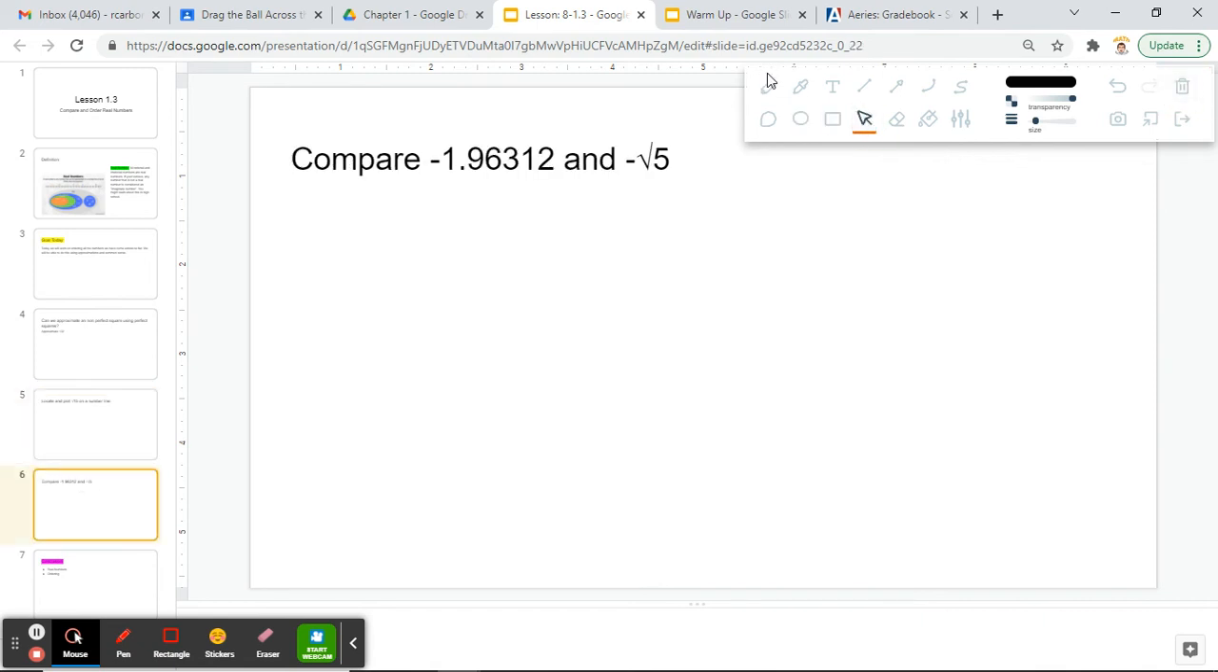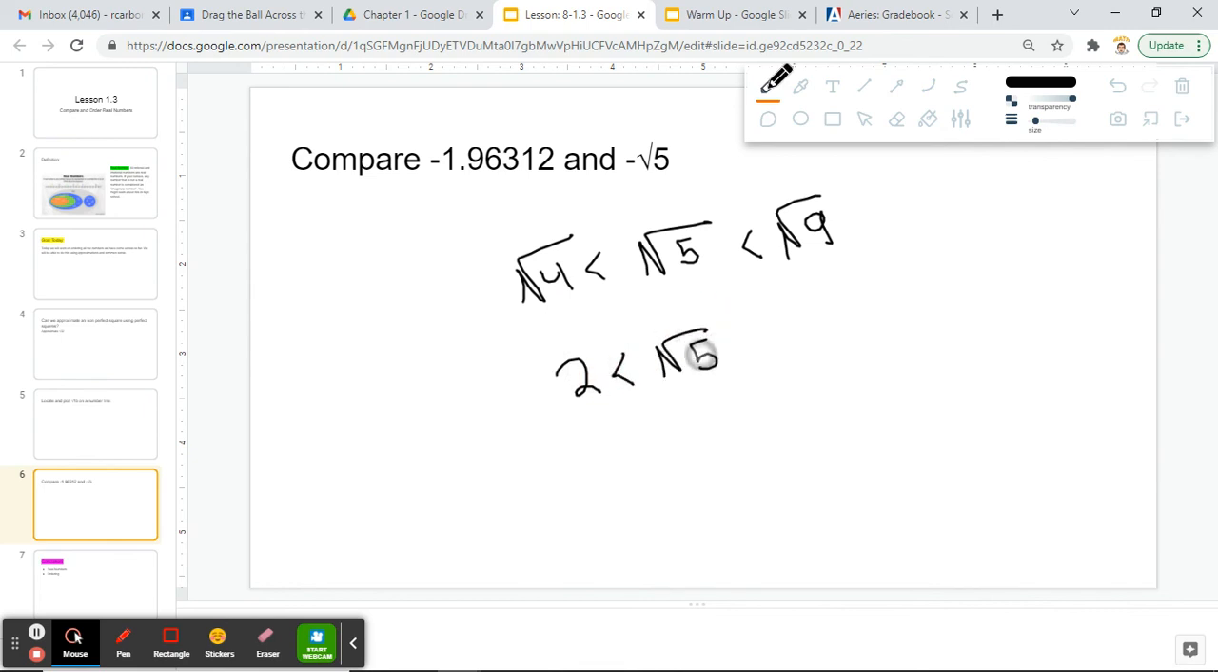We want to compare negative 1.96312 and negative the square root of 5. Let's focus on the square root of 5 first. The square root of 5 is going to have to be less than the square root of 9, but also greater than the square root of 4. Since the square root of 4 is equal to 2, we know the square root of 5 is greater than 2 and less than 3.